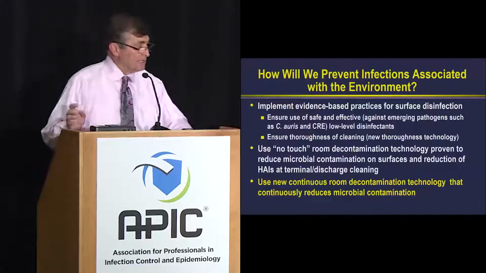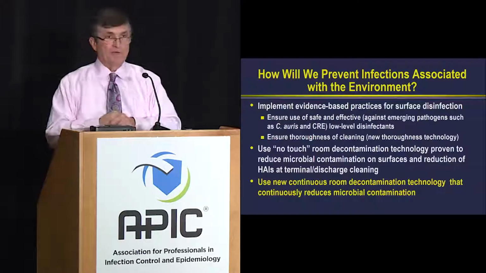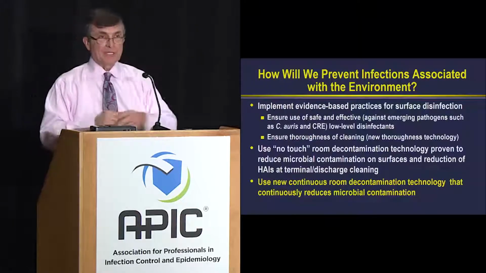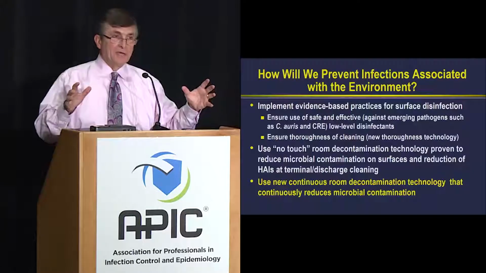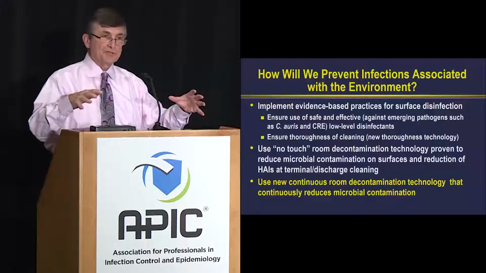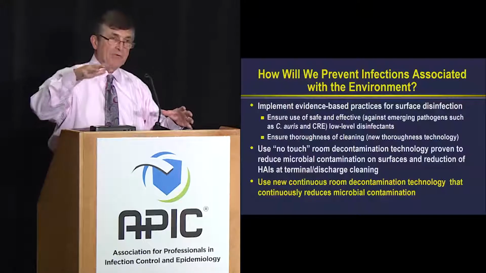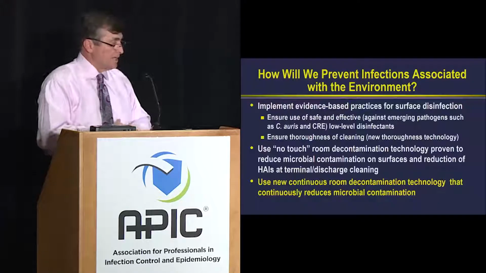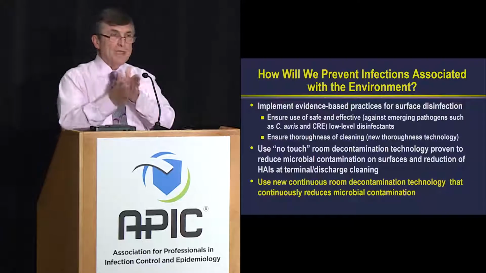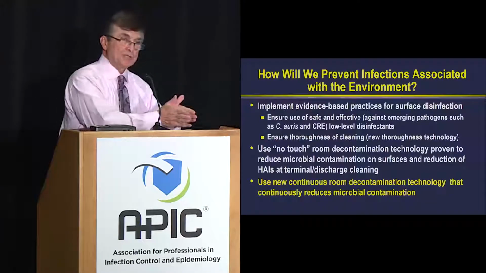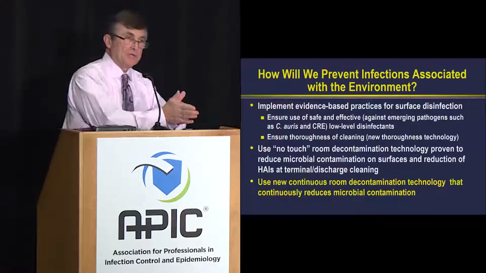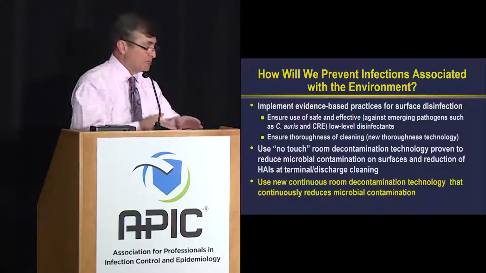So how would we prevent infections associated with the environment? Well, first of all, we have to ensure the use of safe and effective low-level disinfectants. We talked about that. Secondly, we have to ensure thoroughness of cleaning. That's really very important. If we're only cleaning 30% of our surfaces, 70% remain contaminated. We need to thoroughly clean surfaces. Then we use no-touch technology, which will make that room safe for the next patient. So no longer is there a 200 or 300% increase of risk because a patient enters a room where the previous patient had an epidemiologically important pathogen.